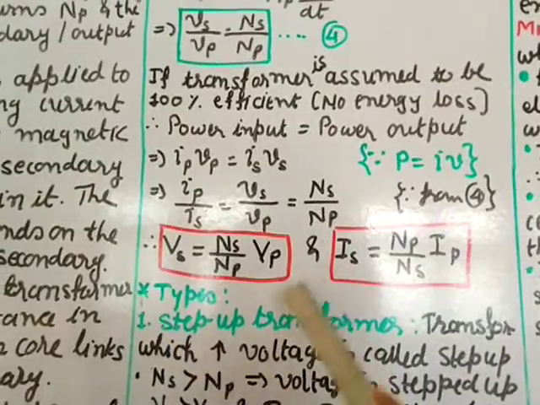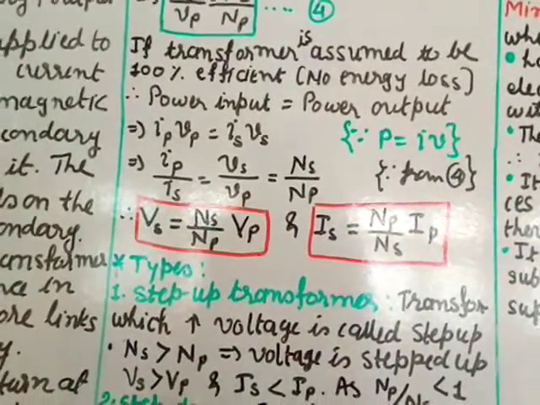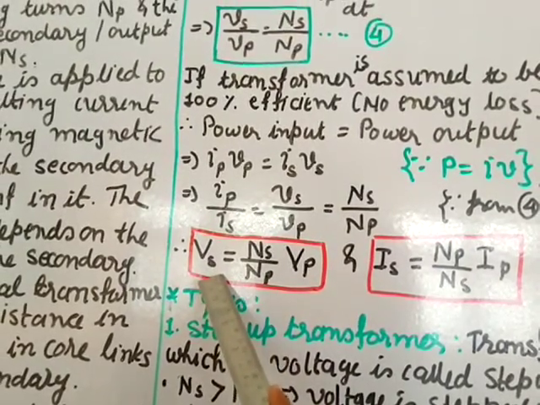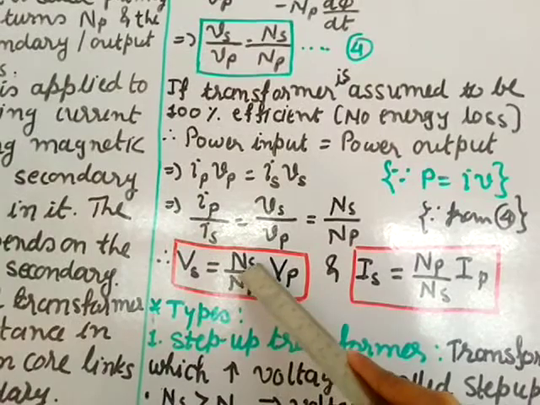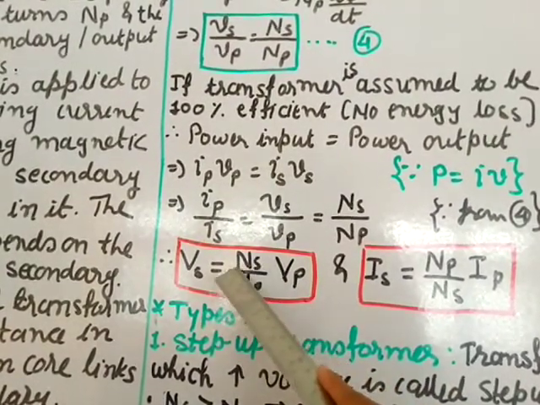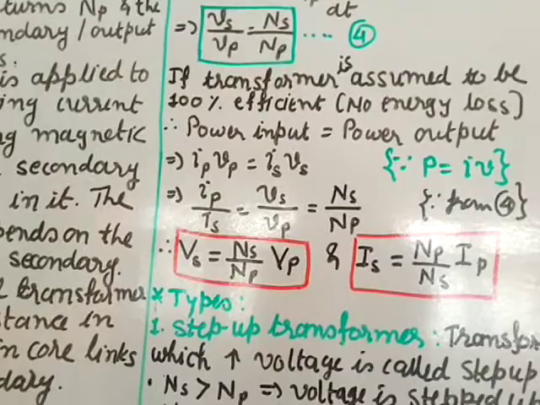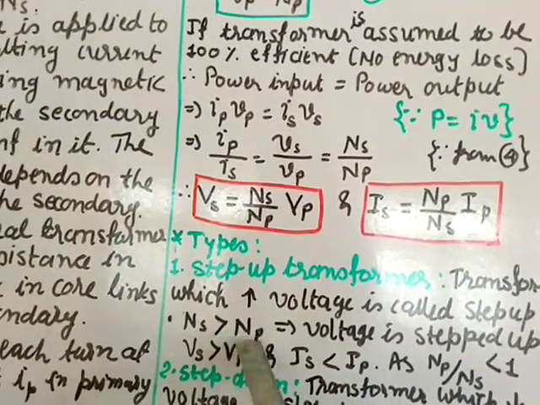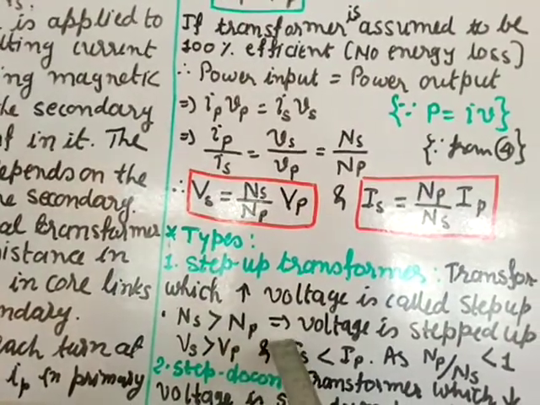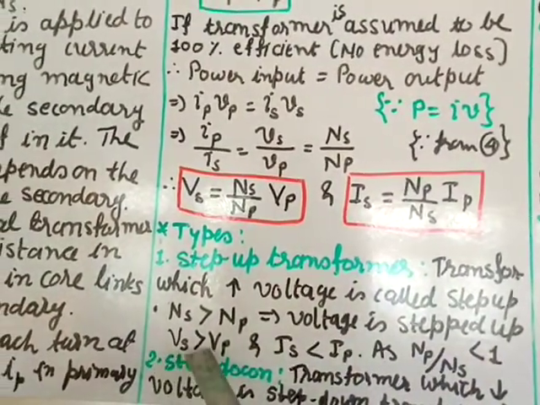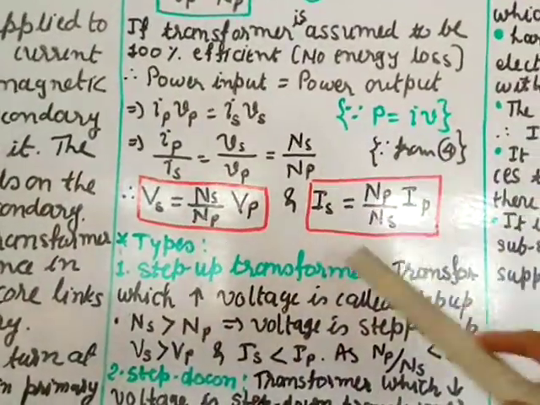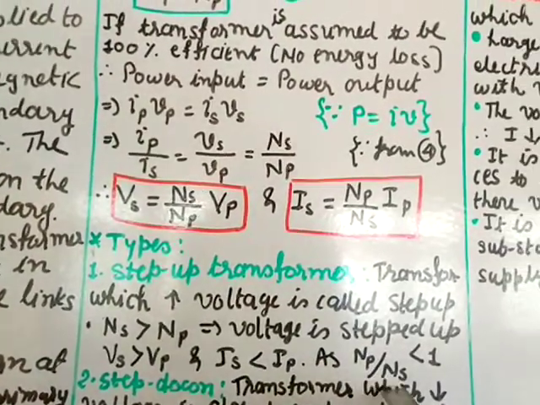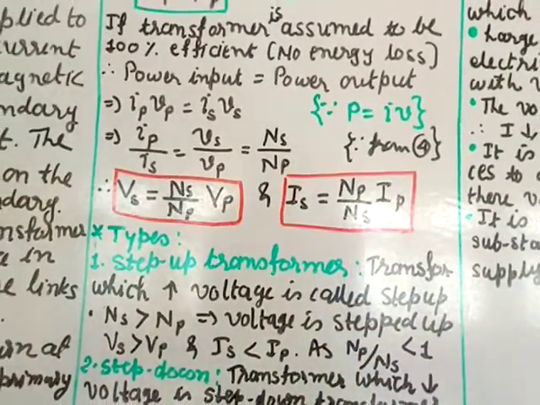Now suppose, looking at this relation, I want to increase the voltage. If I want to increase Vs, the output voltage in the secondary, I can increase the number of turns in the secondary. So if the number of turns in the secondary is increased, voltage will be increased. So I have written here Ns, the number of turns in the secondary, greater than Np, the number of turns in the primary, that is Ns greater than Np implies voltage is stepped up, that is Vs is greater than Vp. But when this happens, through this relation we can say that Is is less than Ip, current will decrease as Np by Ns is less than 1. So this is a step up transformer.